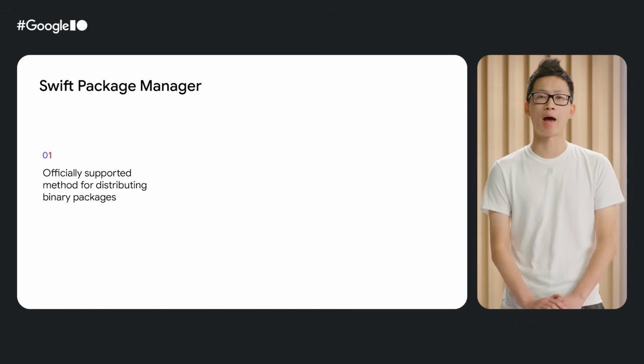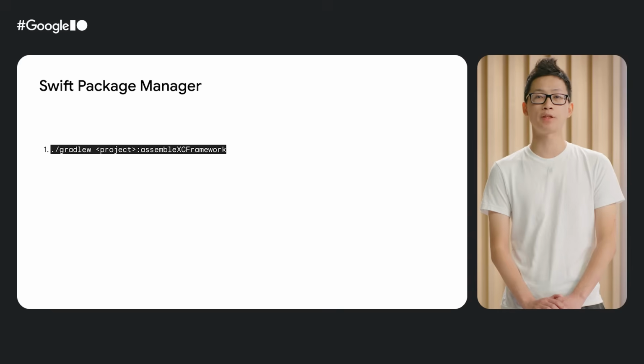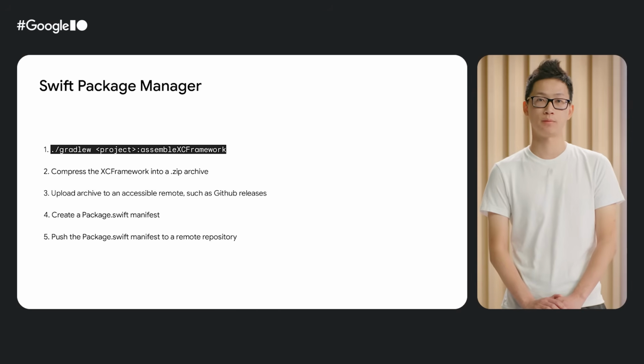Swift Package Manager is Apple's officially supported method of distributing binary packages, such as XCFrameworks, for Xcode projects. For a new project, this is the best choice for aligning with modern best practices, and a Swift package for a KMP library can be built directly with official tooling. To publish a KMP library as a Swift package, you'll need to assemble the XCFramework through Gradle with the task shown here, compress it as a zip file, and then upload it along with a package manifest to a remote repository that's visible to your iOS engineers.